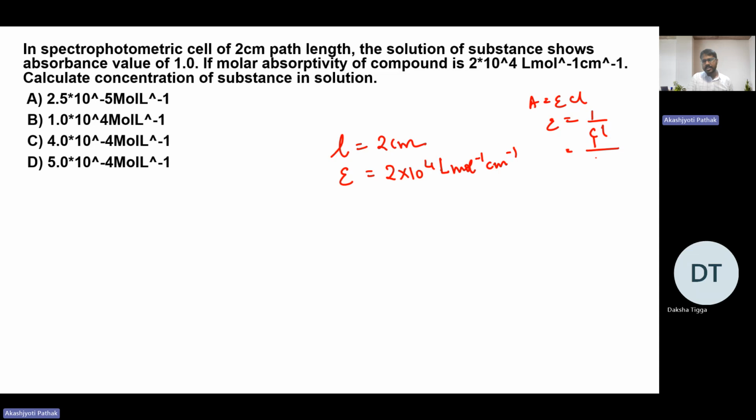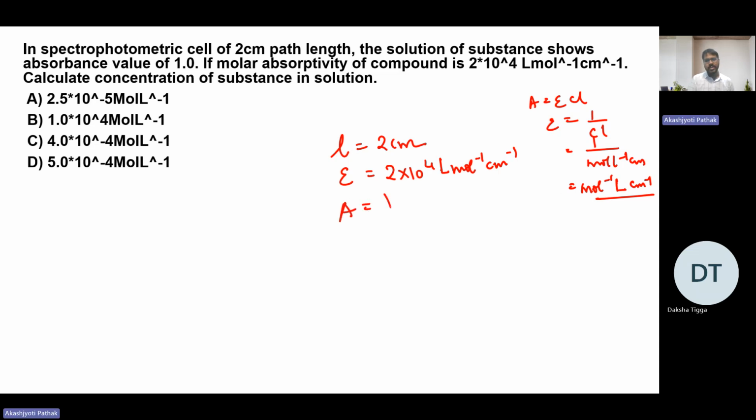So your concentration is mole per liter, right? And your path length is centimeter. So that is why the unit of epsilon will be what? It will be per mole liter per centimeter. This will be the unit. So you can solve this, right?